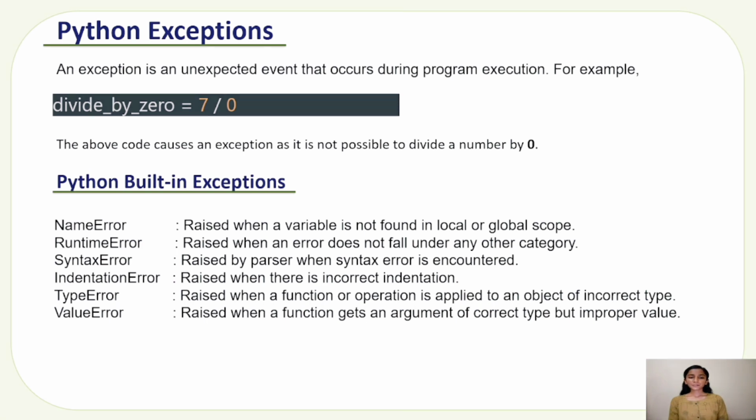Python built-in exceptions. NameError: raised when a variable is not found in local or global scope. RuntimeError: raised when an error does not fall under any other category. SyntaxError: raised by the parser when a syntax error is encountered. IndentationError: raised when there is incorrect indentation. TypeError: raised when a function or operation is applied to an object of incorrect type. ValueError: raised when a function gets an argument of correct type but improper value.